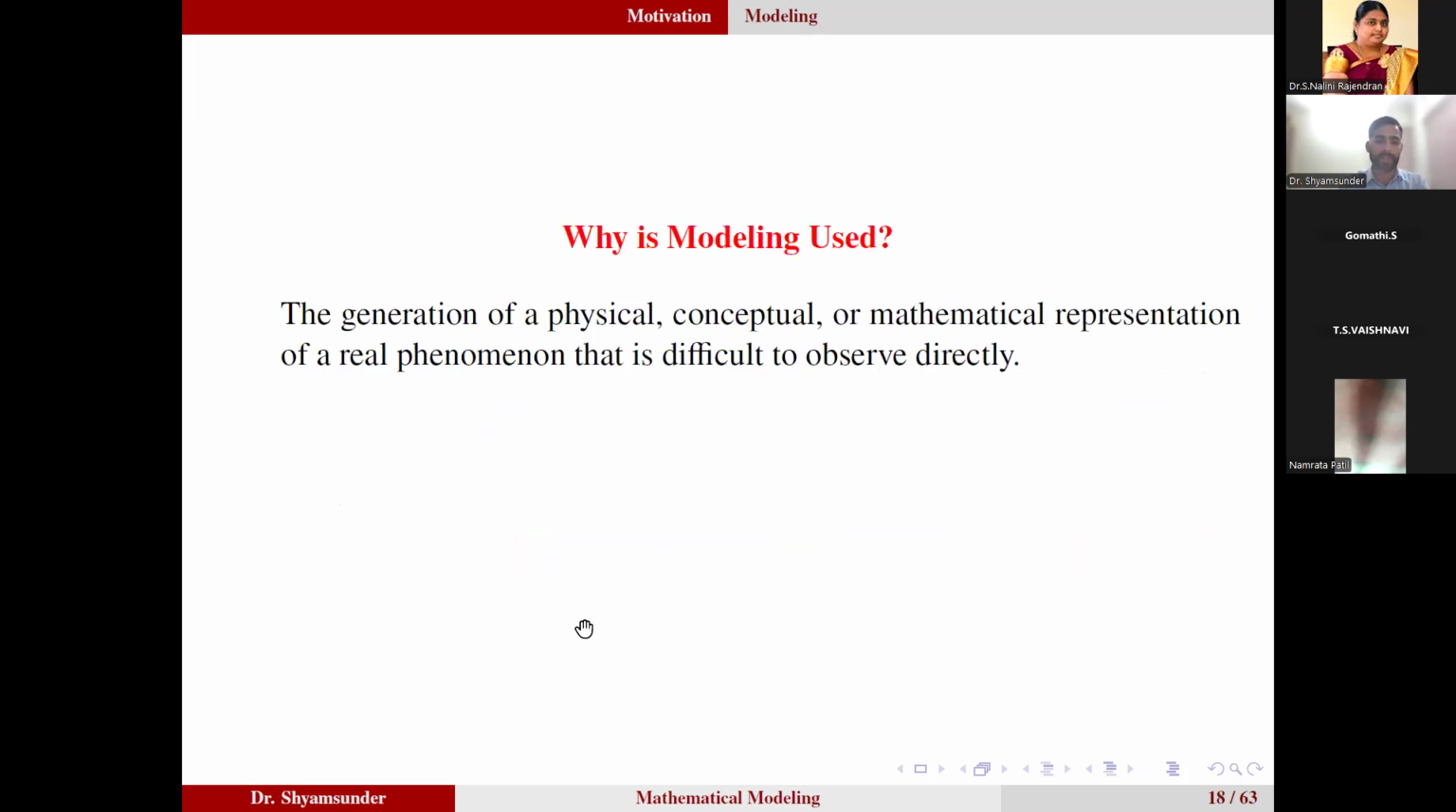And then analyze. Why is mathematical modeling used? For the generation of physical, conceptual, and mathematical representations of real world phenomena that are difficult to observe directly, like COVID-19: how COVID-19 spreads, how to decrease it, how to control it, and how vaccination campaigns are used. For all these things we use modeling and apply mathematical modeling. Easily we solve these problems. With 150 crore people in India's population, doing it directly is not possible.